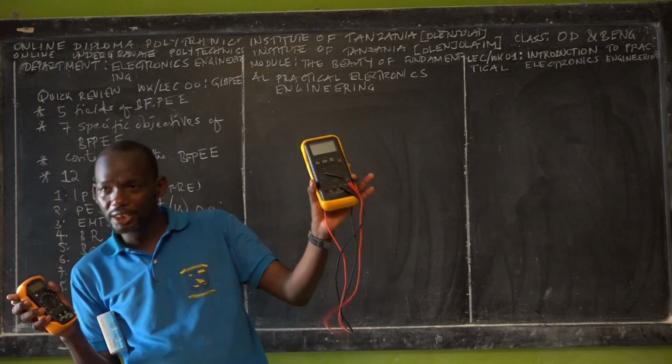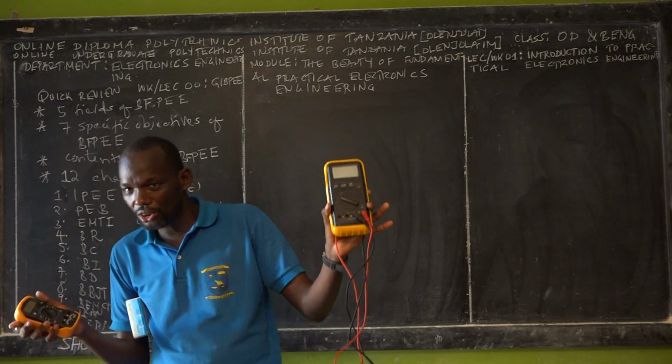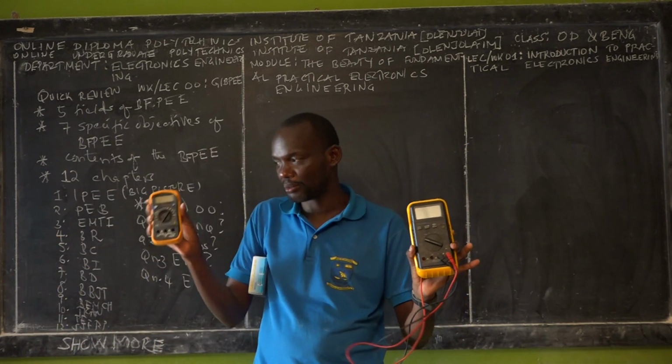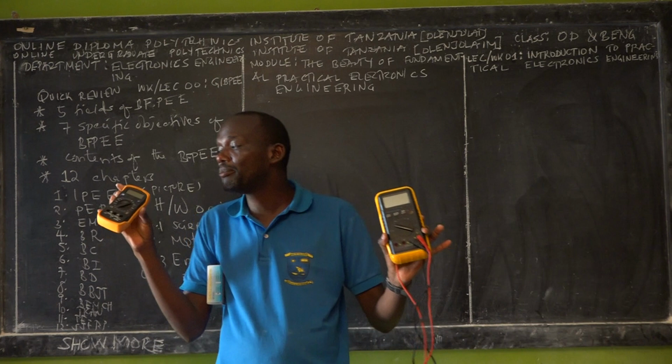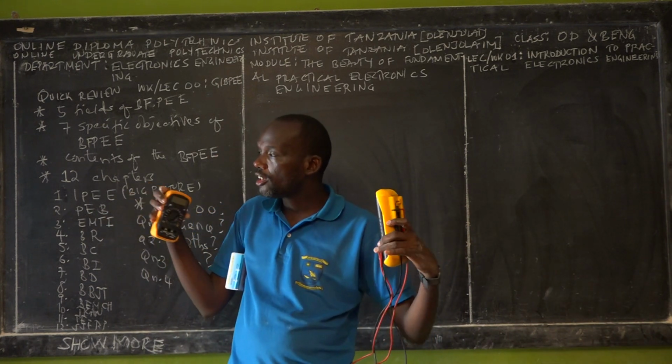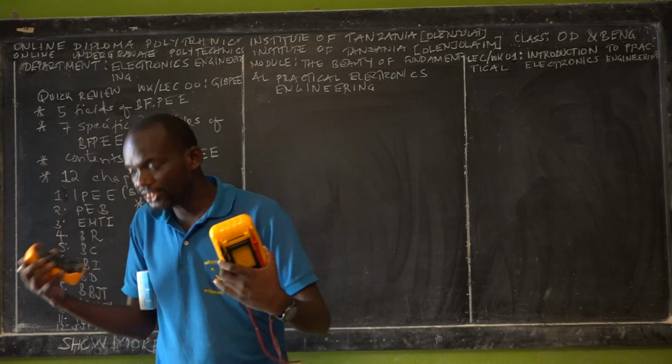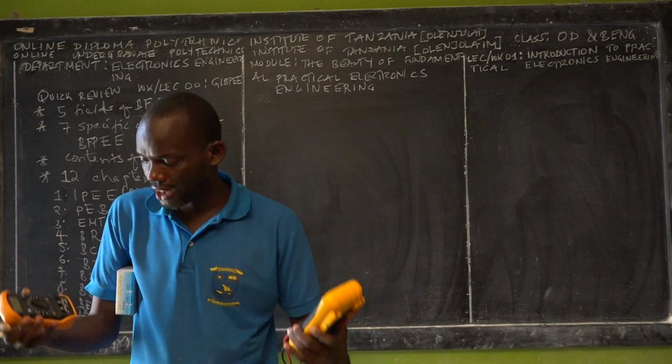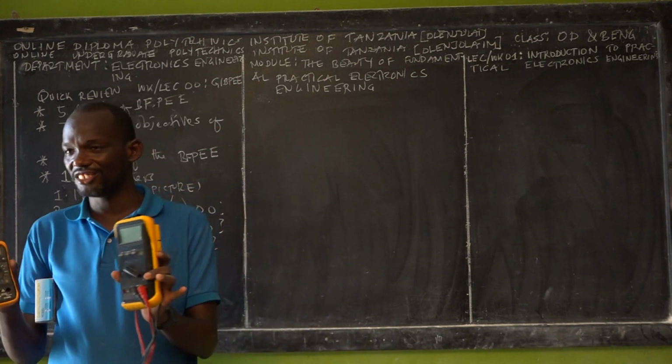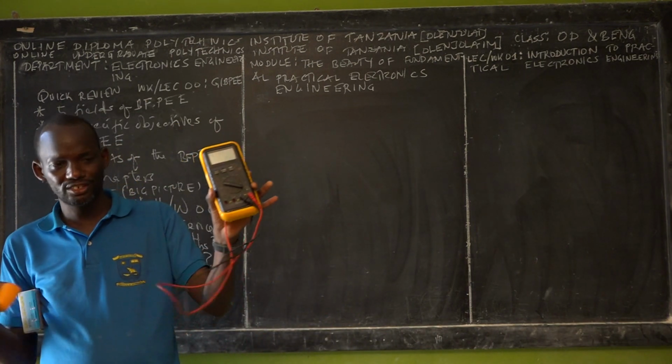So now this is the big guy. There's a difference between this one and this one, because this one can measure the quantities of electrical, maybe for example resistance or whatever, but in a small range. But this guy can measure in a wide range.